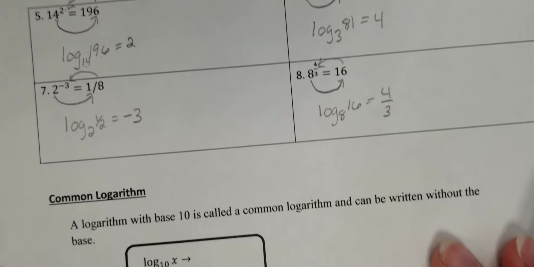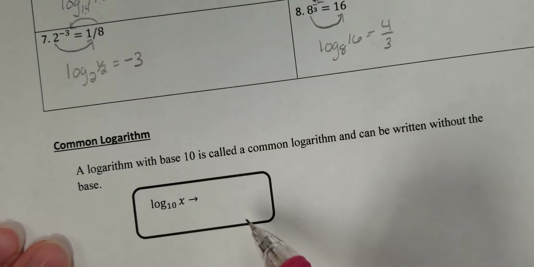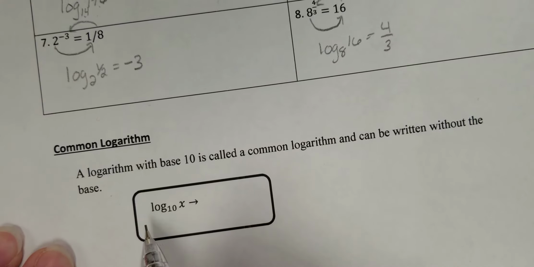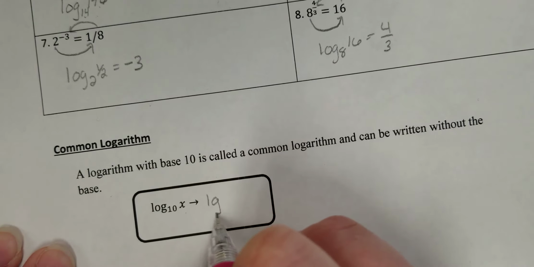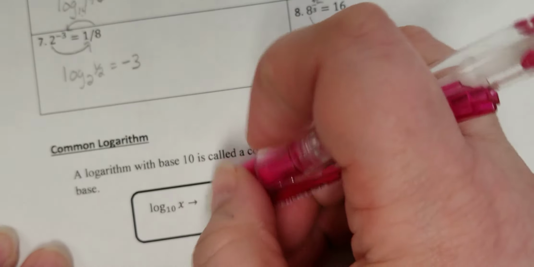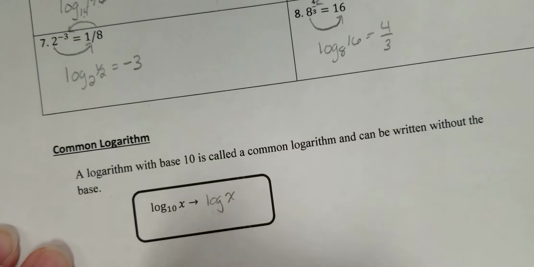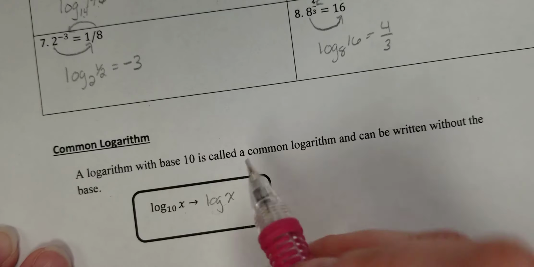All right? So the next part of this is the common logarithm. A common logarithm is a logarithm with the base 10, and instead of writing it as log base 10 of x, because it's the common one, we don't write the base, and we just write log of x. If you see this, you know that this base number is automatically 10.